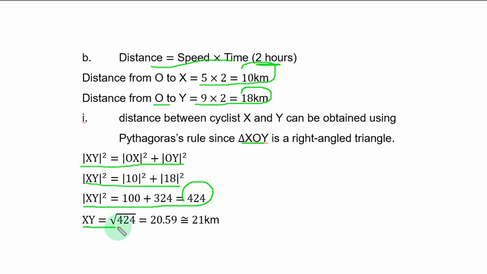To get SY, you take the square root of both sides. So SY is equal to the square root of 424, and that is 20.59. To the nearest whole number, we are considering 20. The next number is 5, so you round it up by 1 and add it to 20. You have 21 kilometers as the distance between cyclist S and cyclist Y.